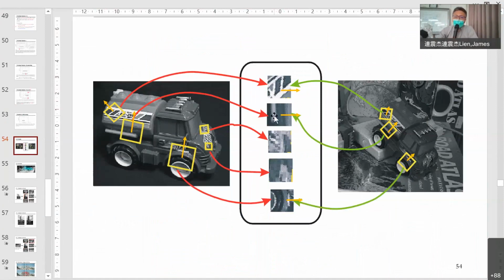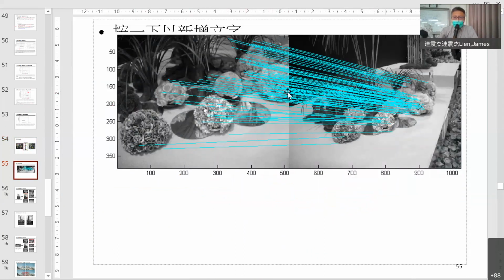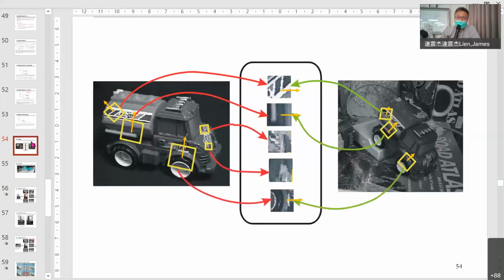So this is an example of trying to find corresponding points. Your comparison is based on the unit vector. The unit vector has already been rotated, so everybody is at 0 degrees. You rotate first, and after you rotate you get the unit vector, 128 dimensions.